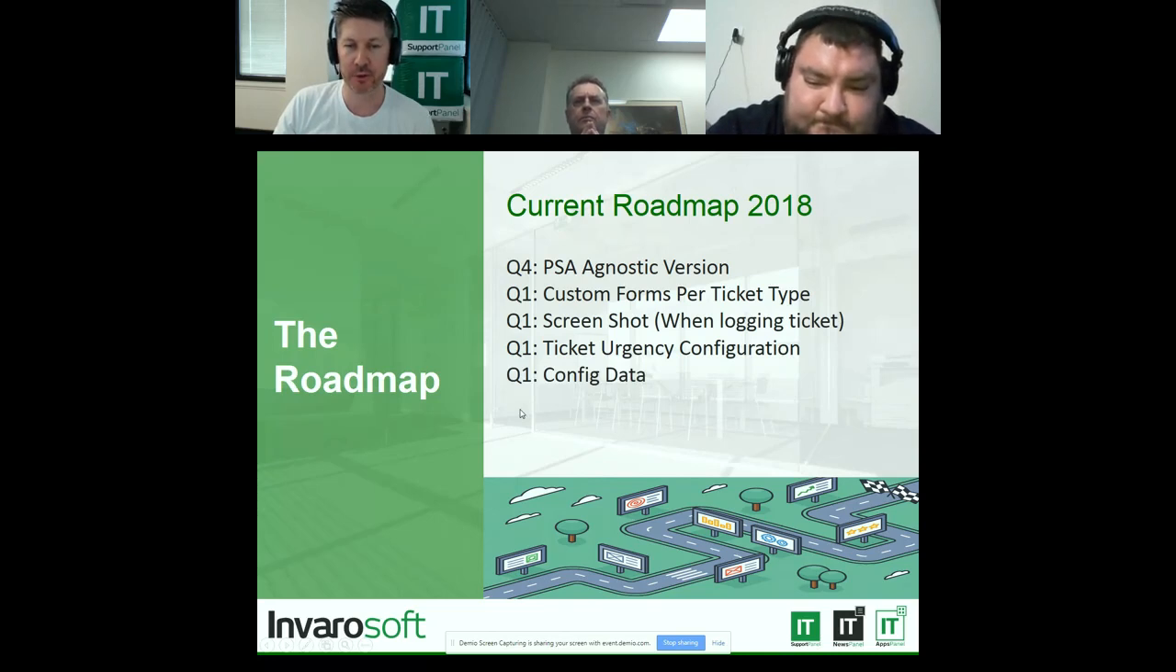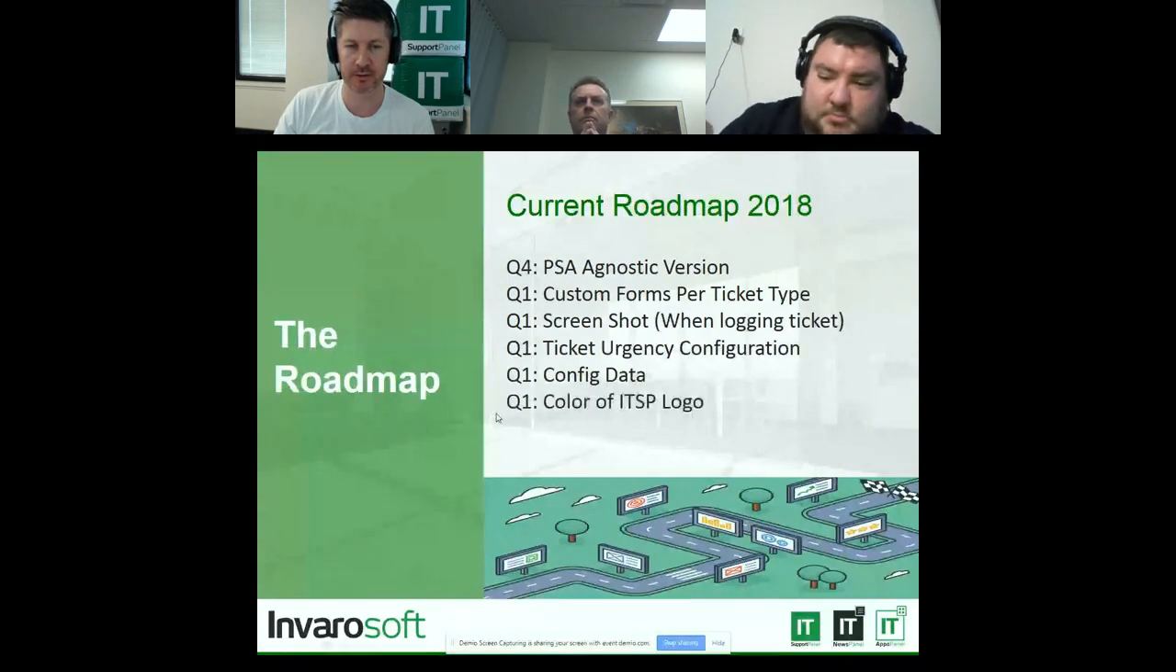Config data will be coming through as well. You're already getting the node information, but the config data will be coming through, so we'll get that one out shortly. The color of the logo I talked about.